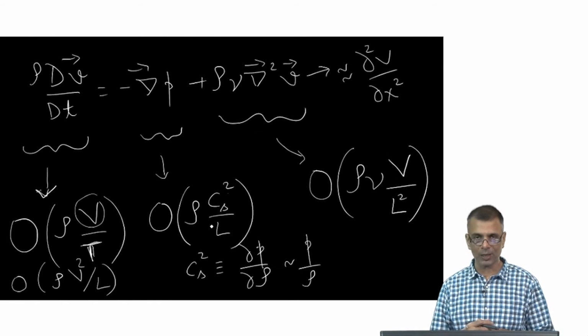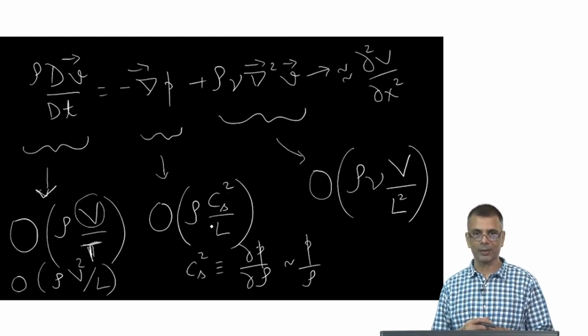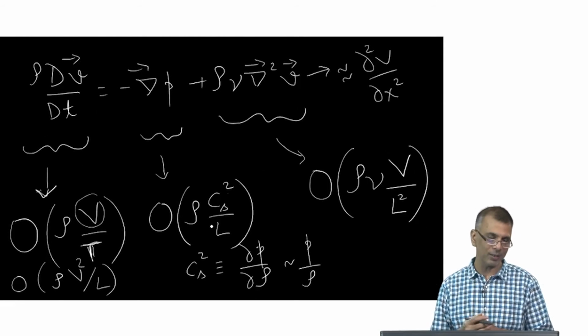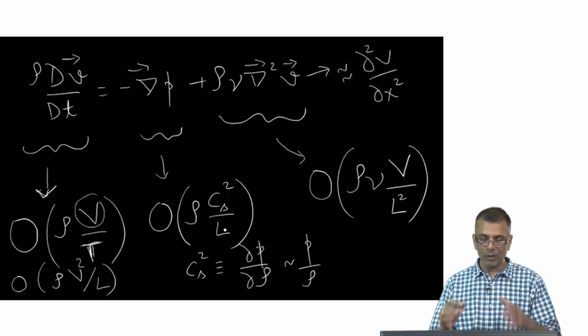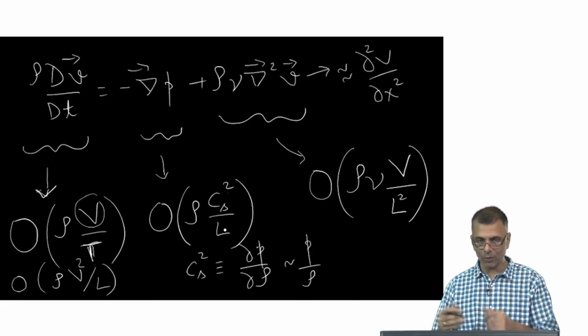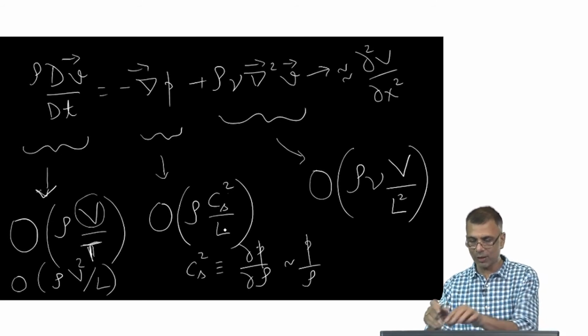Characteristic length would be something like a meter, certainly not a millimeter, and certainly not a megameter. It's of the order of a meter. So that's what I mean by characteristic length, so I plug that in. Please remember this when we go to the next slide. These are the orders of magnitude of these three terms.